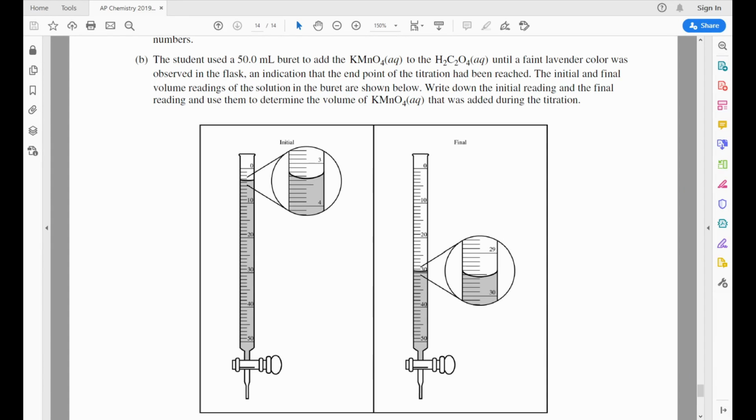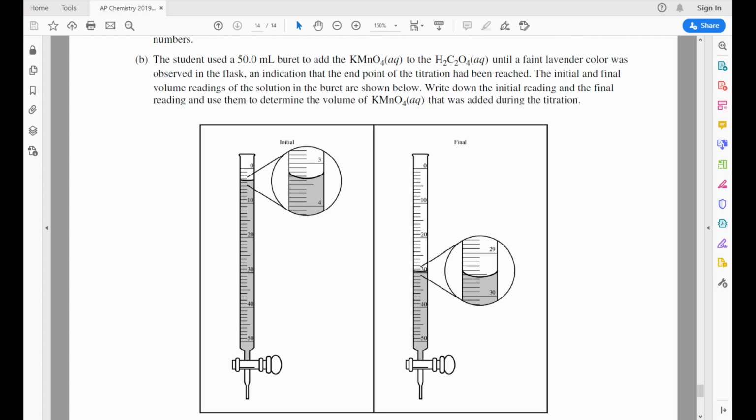Question B asks: the student used a 50 milliliter burette to add the KMnO4 to the oxalic acid until a faint lavender color was observed in the flask, an indication that the end point of the titration had been reached. The initial and final volume readings of the solution in the burette are shown below. Write down the initial reading and the final reading and use them to determine the volume of KMnO4 that was added during the titration. So, all we need to do is look between the lines.